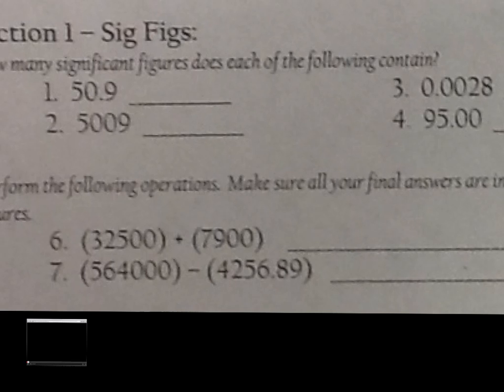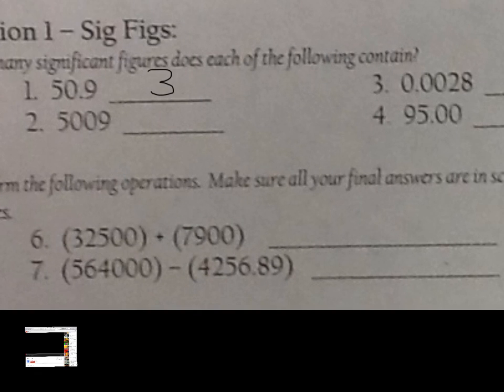Alright, so 50.9 has 3 sig figs because 5 is a significant figure and so is 9, and because the 0 is in between them, it also makes it a sig fig. Alright, so for number 2, 5009 has 4 sig figs because 5 and 9 are sig figs again, and the zeros are sandwiched in, so it has a total of 4 sig figs.